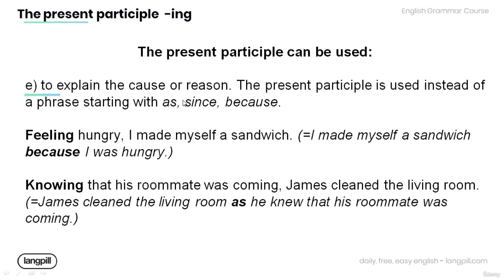E. To explain the cause or reason. The present participle is used instead of a phrase starting with as, since, because. Have a look at the examples below. Feeling hungry, I made myself a sandwich. Meaning, I made myself a sandwich because I was hungry. Knowing that his roommate was coming, James cleaned the living room. Meaning that James cleaned the living room as he knew that his roommate was coming.